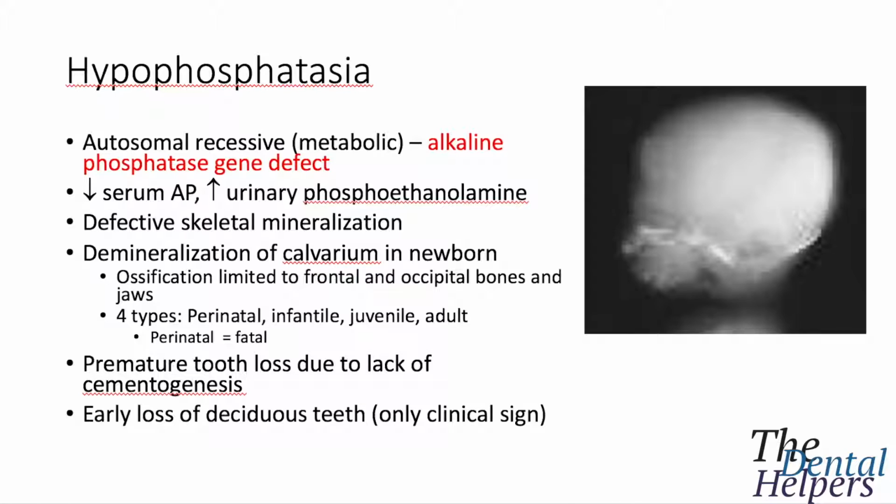So there are four main types. There's perinatal, infantile, juvenile, and adult. The perinatal one is going to be the fatal one. You're going to have a premature loss of teeth due to lack of cementogenesis. Basically, what that means is since we have no cementum, the periodontal ligament has nothing to attach to, so teeth are going to fall out.